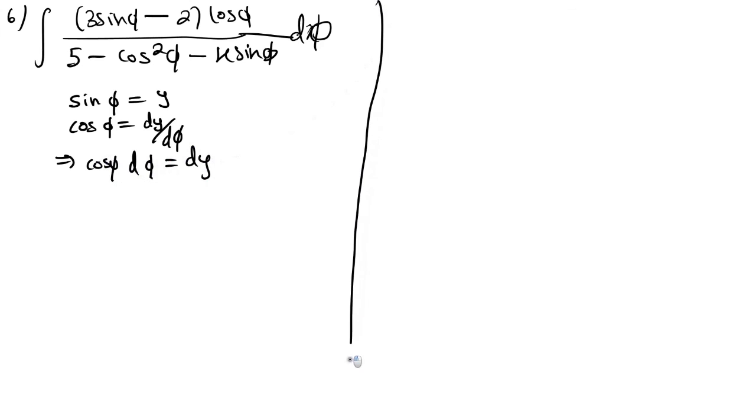Okay, now see, we have the value of cos pi into d pi is equal to dy, but here cos square pi is there, right? We have the identity, see, cos square theta plus sin square theta, its value is equal to 1.